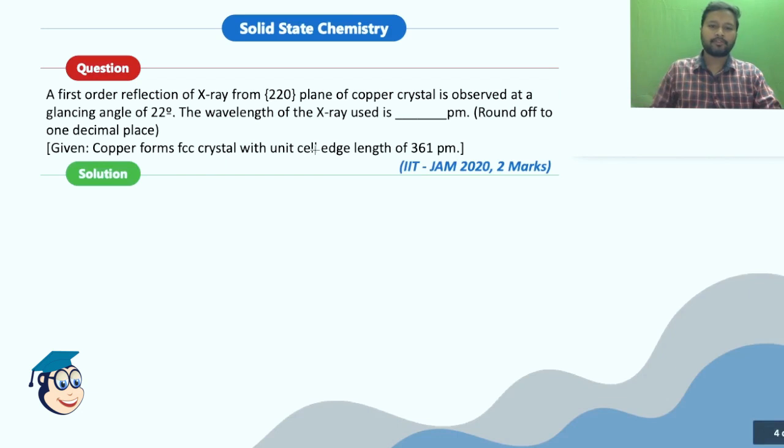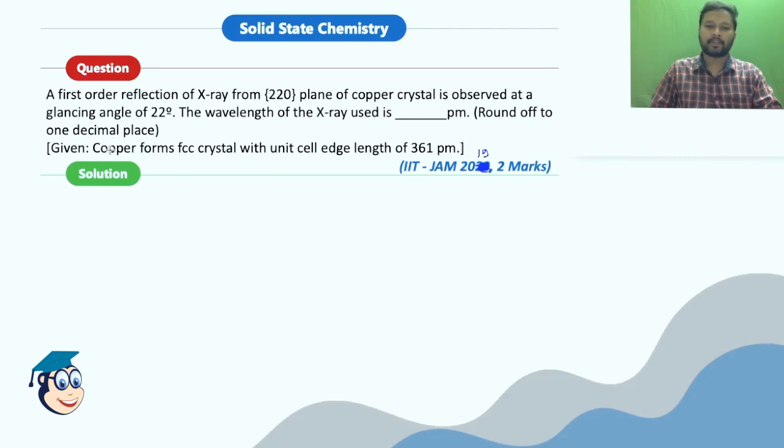The second question which was asked from this topic, again this is from the IIT JAM 2019 exam, right? And it was asked for 2 marks. Now it says that the first order reflection of X-ray from the 2 2 0 plane, okay, the Miller indices are given to you, of a copper crystal is observed at a glancing angle of 22 degrees. Now they are asking which wavelength of X-ray is used. They have said to round it off to 1 decimal place.